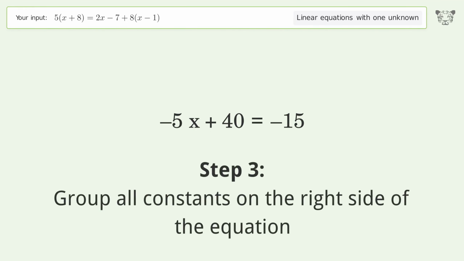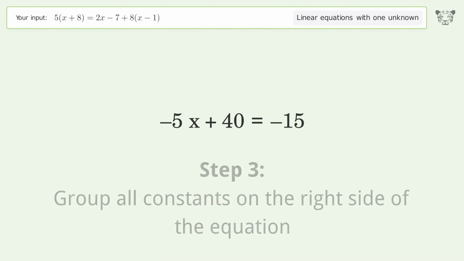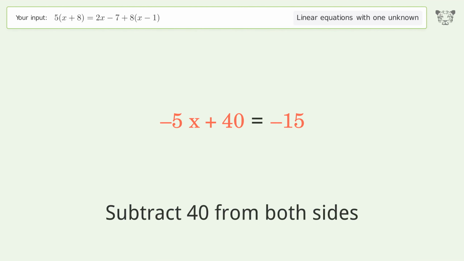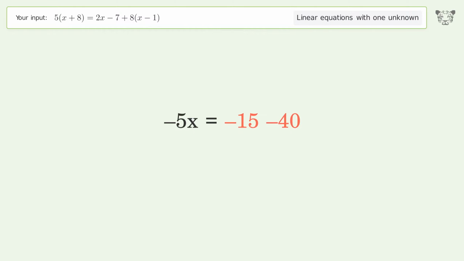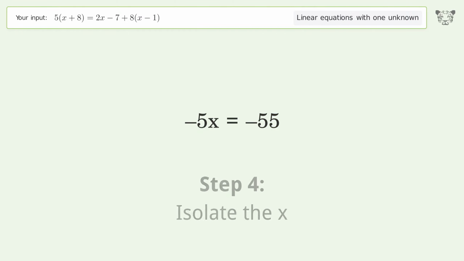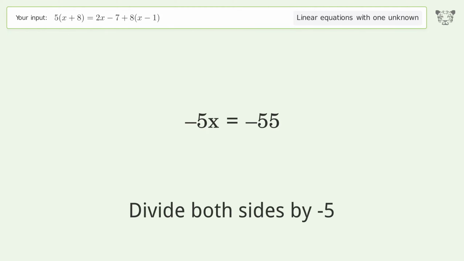Group all constants on the right side of the equation. Subtract 40 from both sides. Simplify the arithmetic. Isolate the x. Divide both sides by -5.